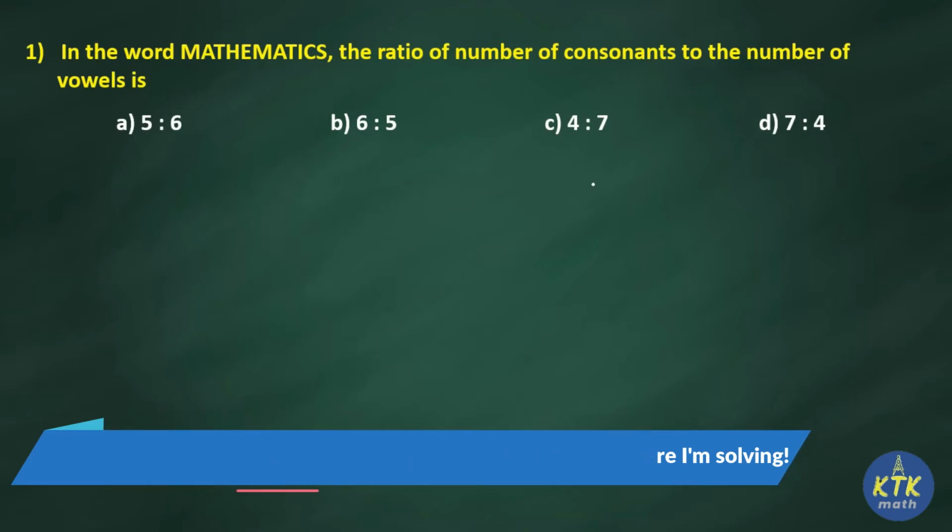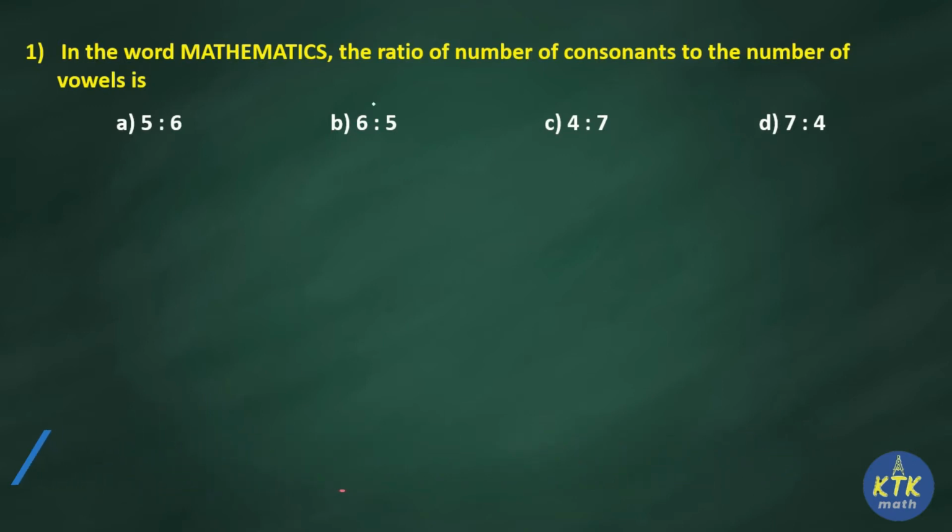Now in the word mathematics, it's very easy to identify the vowels first. So A is a vowel, E, again one more A and I. So how many vowels are there? 4 vowels. So remaining, totally how many letters are there in mathematics? 1, 2, 3, 4, 5, totally 11. So 4 is vowels, means remaining 7 is consonants. They are asking the ratio of number of consonants to the number of vowels. So the answer is 7:4.